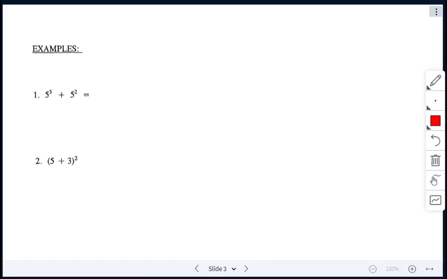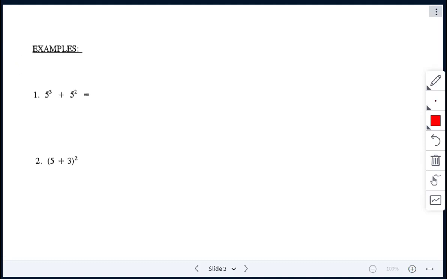All right, so let's take a look at a few examples. Our first example here, we have 5 cubed plus 5 squared. With a question like this, it is addition, so we can't apply any of our exponent laws. One confusion is that you can add the exponents, but you can only add exponents if it was multiplication. So you cannot add the exponents here.